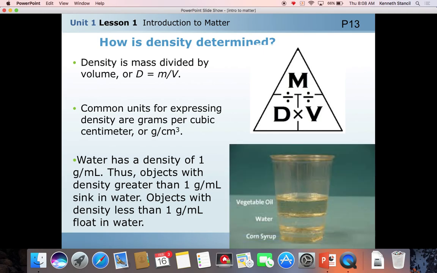We look at this picture here. We've got vegetable oil, water, and corn syrup. Why are they not mixing? Different densities. Okay? Vegetable oil is obviously what than water? Where's the vegetable oil at? On top. So it must be what? Less dense than water. Corn syrup must be more dense than water. Okay?